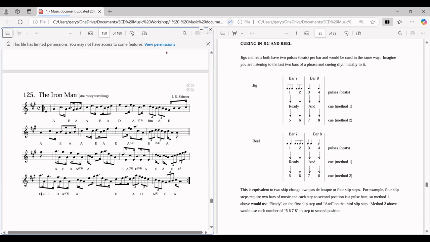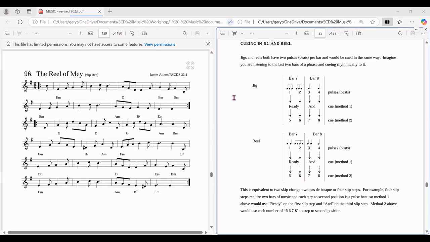So you can see they work equally well. I've not heard dancers prefer one over the other. When I've taught at summer school at St. Andrews, the musicians I've worked with have been very happy to have 5, 6, 7, 8.